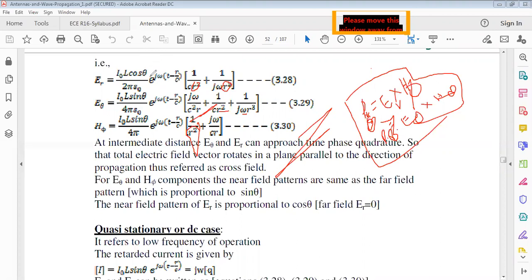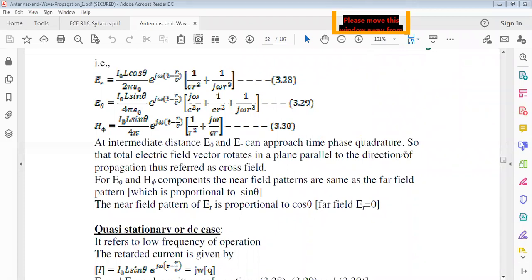When we simplify, we should multiply and simplify. From those expressions we are able to define what is the near field and what is the far field. That is also very important from the exam point of view. You just have to define near field, very near field and far field patterns, directly giving the expression. No need to derive from basic Maxwell's equations. So those are the components E R, E theta, and H phi, and those are the terms of near field, very near field, and far field.